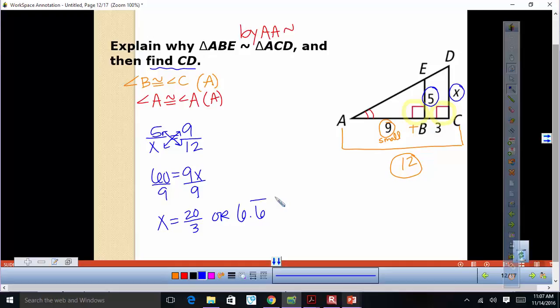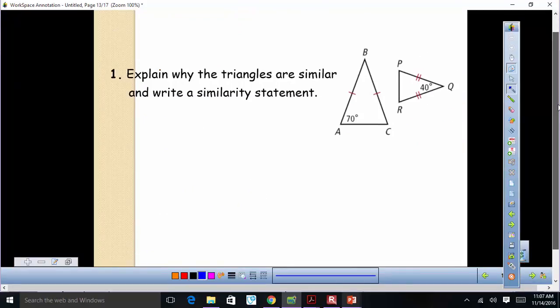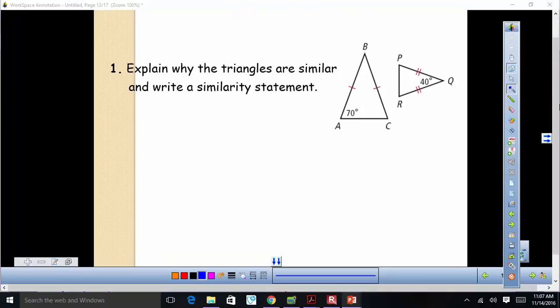Okay, do we have questions about that? If it's easier, please separate those triangles. I like doing that because it makes it easier for me to see. All right? Now, I have one more example, and then I'm going to show you a few on your worksheet. So here, this one says, explain why the triangles are similar and write a similarity statement. Okay? So, does anybody have an idea of how to start this one?